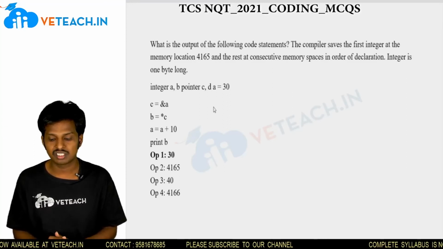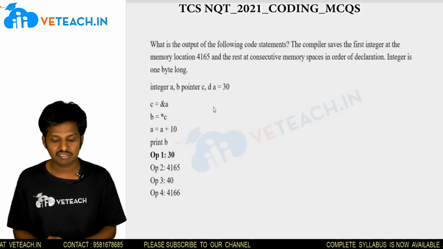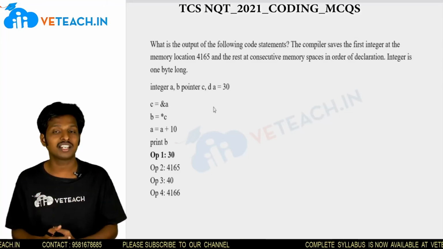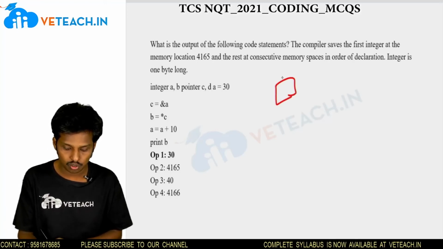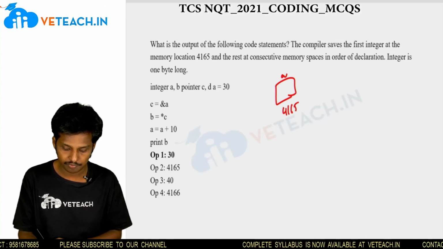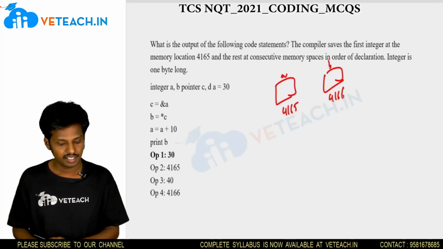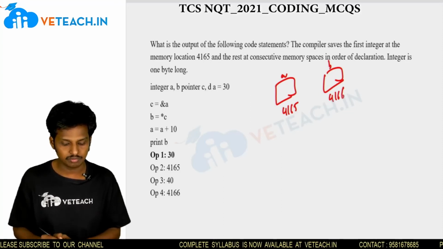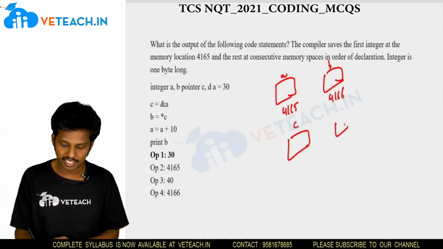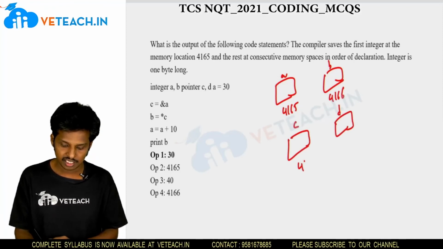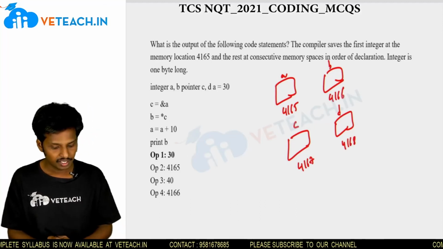The compiler saves the first integer at the memory location 4165 and the rest at the consecutive locations in the order of declaration. Integer is 1 byte long. So A is stored at 4165 and B is stored at 4166. Now, there are two pointers, C and D. C is at 4167 and D is at 4168.